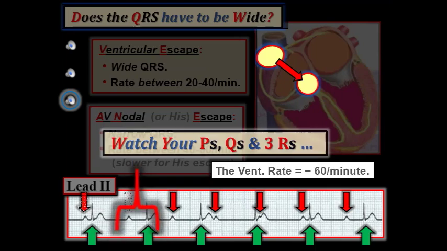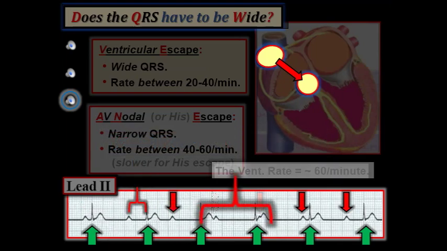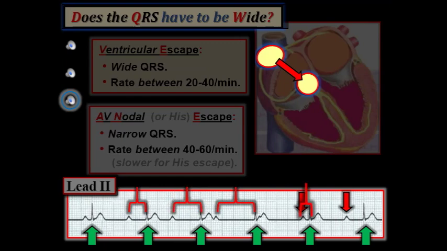The easiest way to see this is to look in front of each QRS complex on the tracing and look at the preceding PR interval. The PR interval is constantly changing, and none of the P waves are conducting.